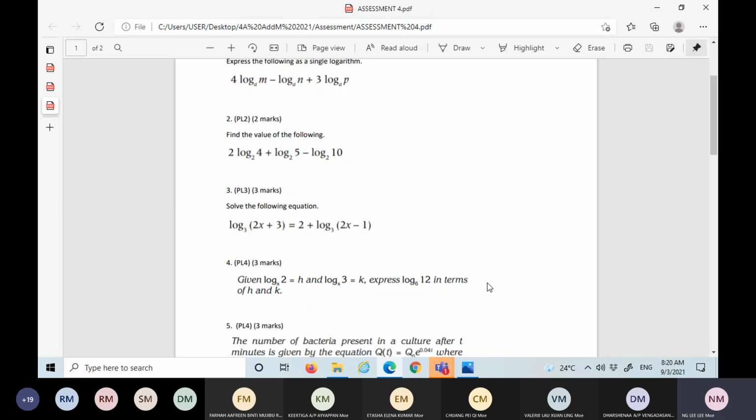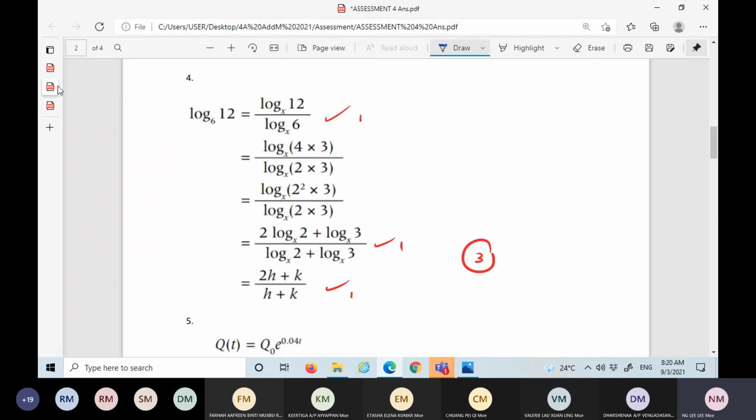Log x 2 as h, log x 3 as k. So I write it here: log x 2 as the h, log x 3 as the k. They are asking for the log 6 12 in terms of the h and the k. Mostly the ones who make the mistake can get the 1 mark. They are able to change the base, because this is given in base x. So they change the base to base x, so this is 12 and this is 6. First step, no problem.